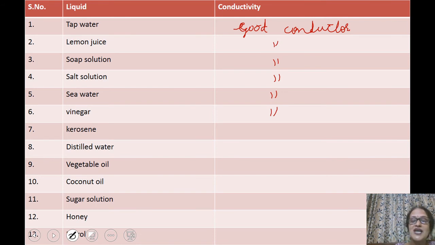Now we are coming to kerosene. Kerosene is a poor conductor of electricity. So this is a poor conductor. Then distilled water. Distilled water is again a poor conductor of electricity. Vegetable oil is a poor conductor. Coconut oil is a poor conductor. Sugar solution is a poor conductor. Honey is a poor conductor and petrol is also a poor conductor.